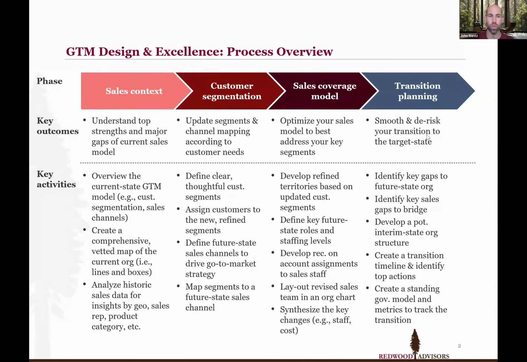Sales context is really understanding, how are we going to market today? What does our sales organization look like? How does it work? What does our marketing organization look like? How does it work? Really understanding the current state is critical. We often find people have an instinct to run past that. And it's really important to understand what's going on today if you want to do this well.